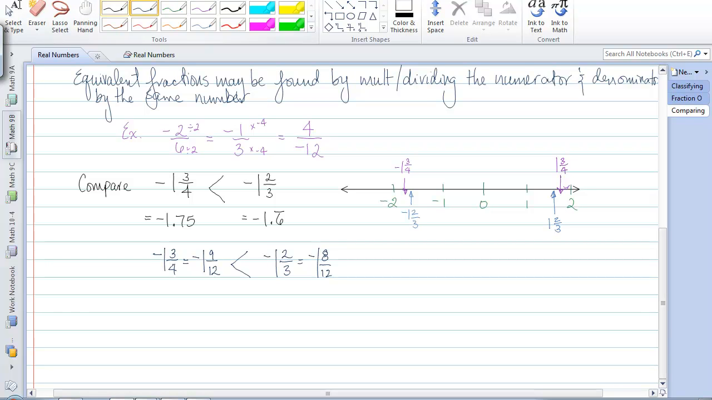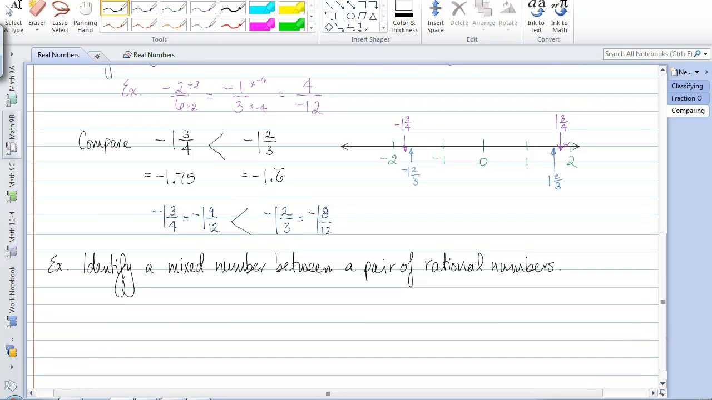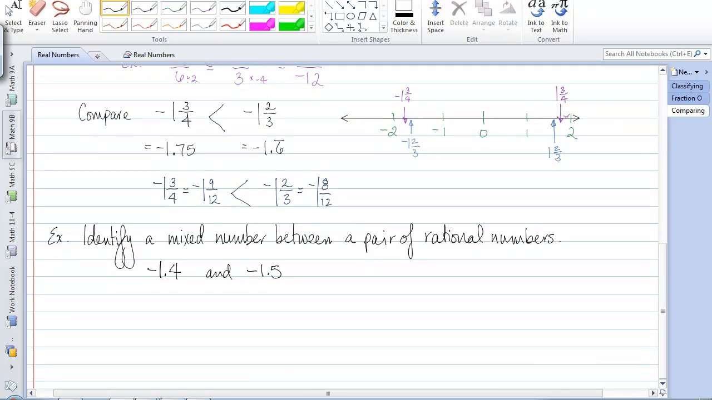Let's try one more kind of example. So if we have: identify a mixed number between a pair of rational numbers, so let's take -1.4, 1 4/10, and -1 5/10.